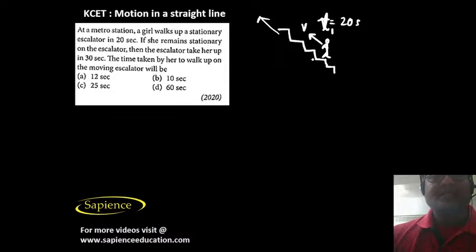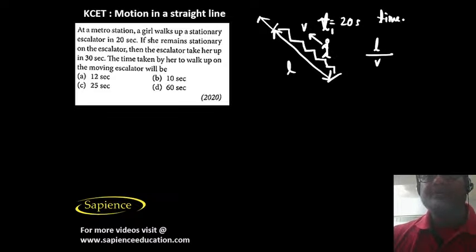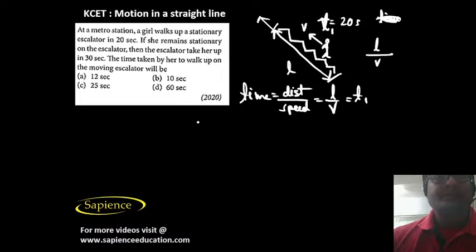So the length which she will cover while going up is, suppose, L. We know that time is equal to distance by speed. So that will be equal to L by V, and that is equal to T1 here.